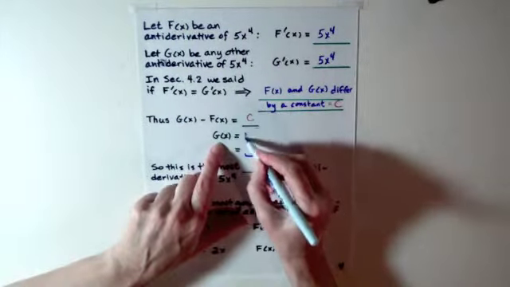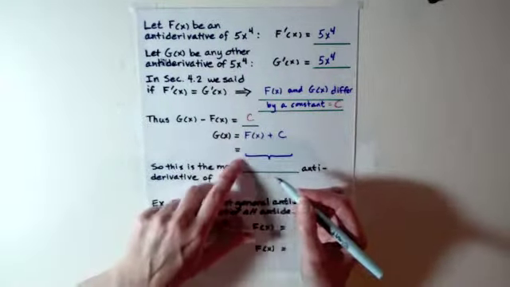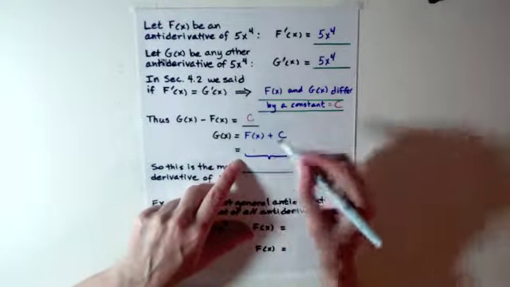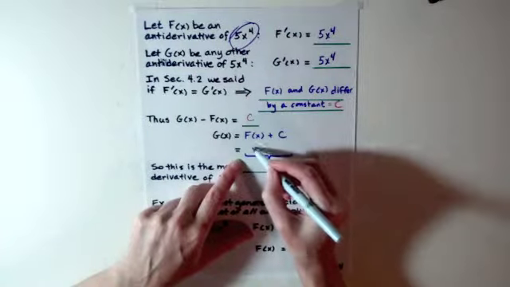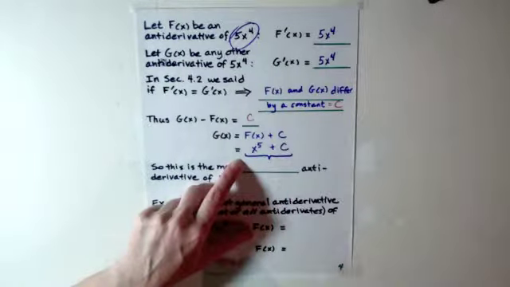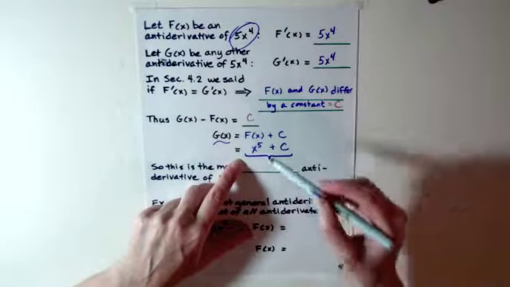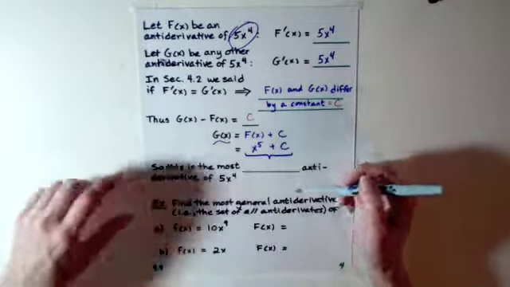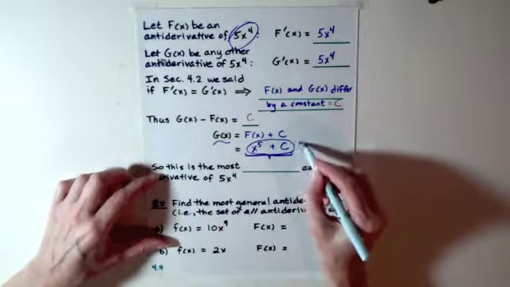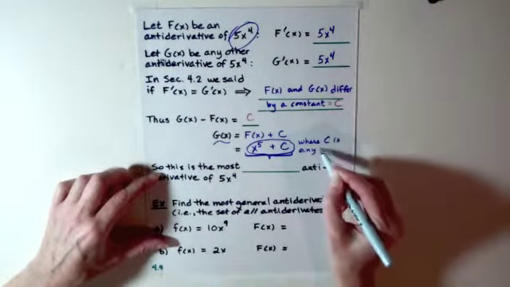G of x would be capital F of x plus that constant. And so we can go ahead and say, in this case, capital F of x, for this particular antiderivative that we found originally, was x to the fifth. So for our particular example, we would get that any other antiderivative must be of the form x to the fifth plus c, where c is any real number.